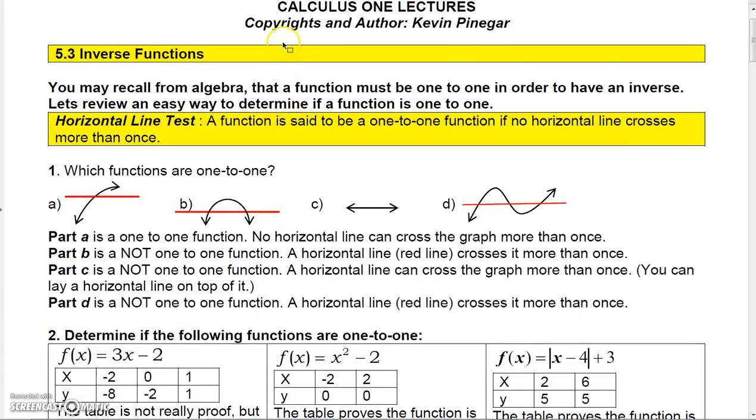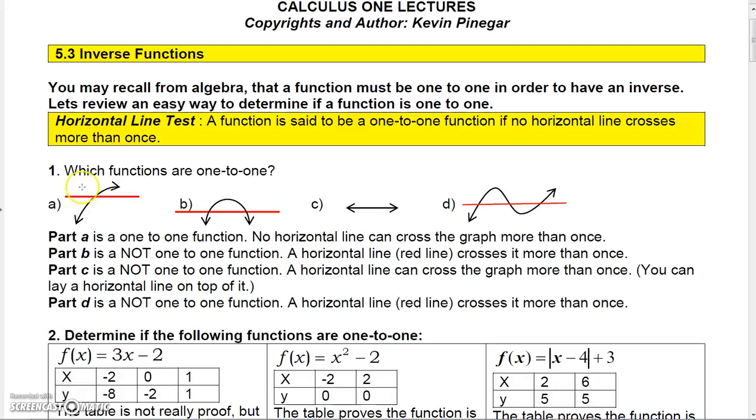This section is just a quick review of inverse functions. You might recall from algebra that we can use the horizontal line test to determine if a function has an inverse, and basically what that does is show whether the function is one-to-one.